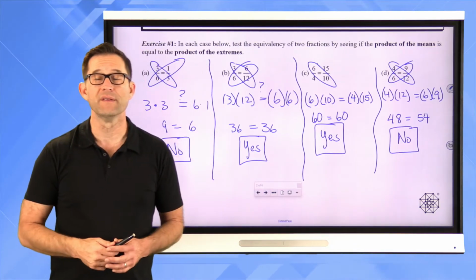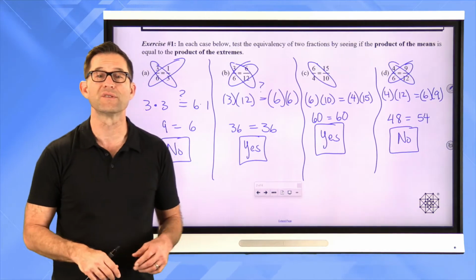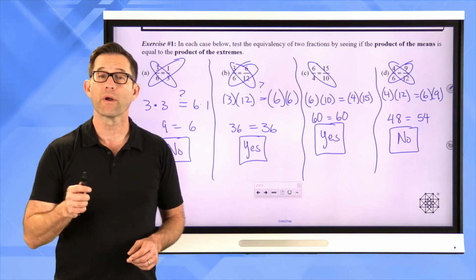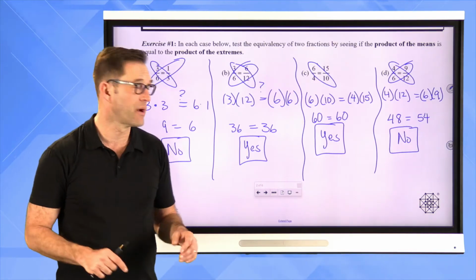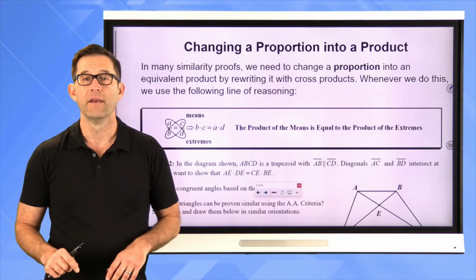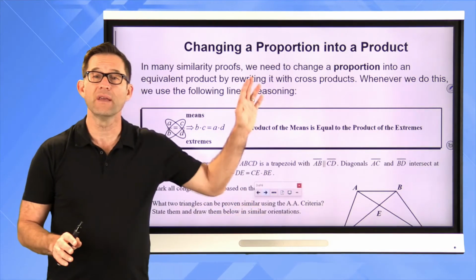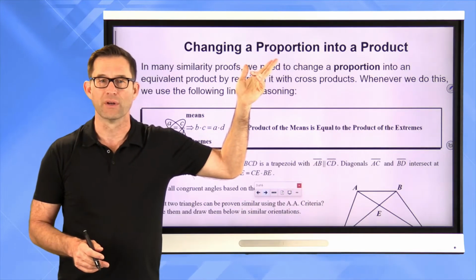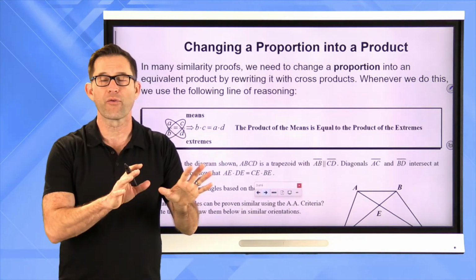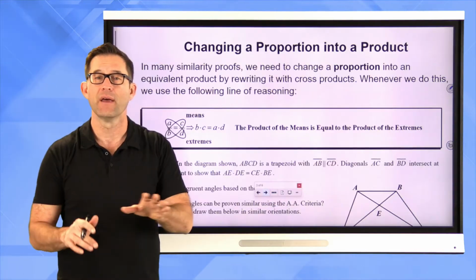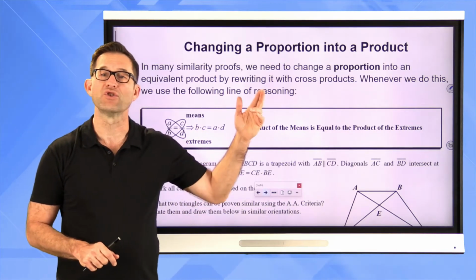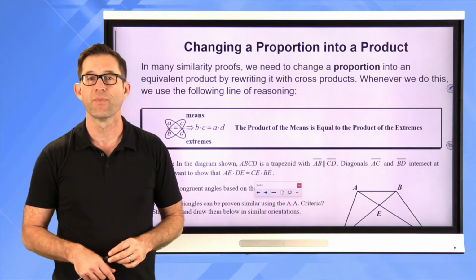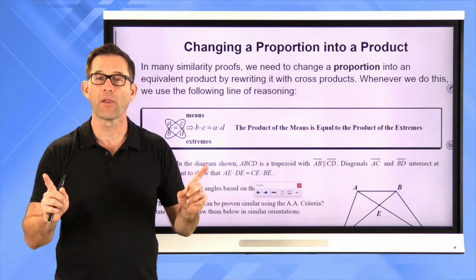Teachers often employ these in early grades in order to help students determine whether or not two fractions are equal to each other. We're going to use this idea, though, within similarity proofs. Now, this gets into changing a proportion into a product. And again, understand that term, a proportion. A proportion is simply one fraction equal to another fraction. Now, in many similarity proofs, we're going to want to change a proportion into an equivalent product by rewriting it with cross products. Whenever we do that, we will use the following line of reasoning.